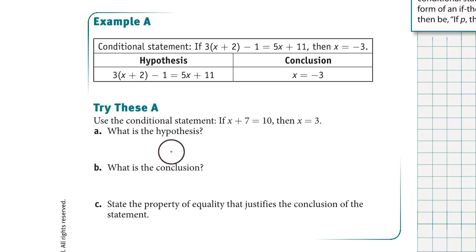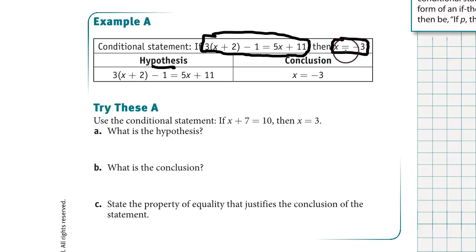Take a look here at example A. Here is a conditional statement. It begins with the word if, and later on is the word then. If 3 times (x + 2) minus 1 is equal to 5x + 11, then x equals negative 3. The beginning part of the sentence, the part associated with the word if and before the word then, is called the hypothesis, and that's this portion here. The second part of the sentence, the part associated with the word then, is called the conclusion of the sentence, the x equals negative 3.